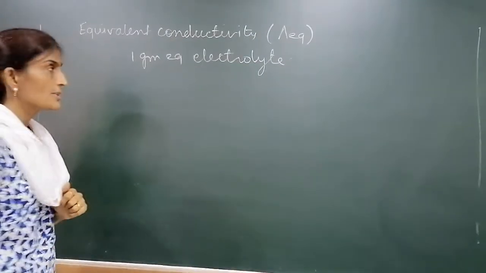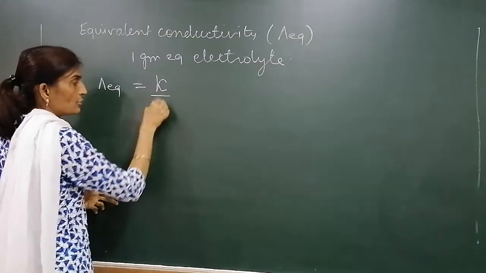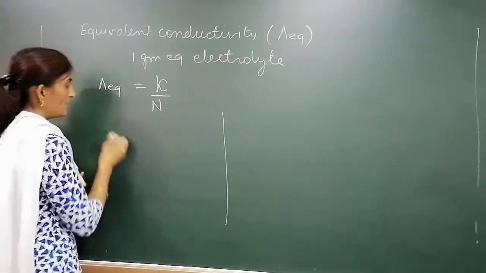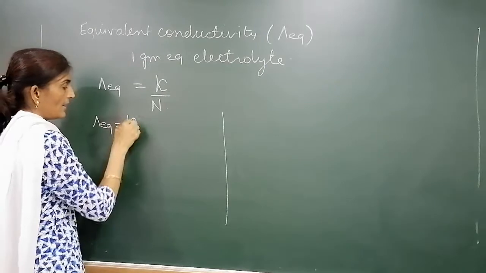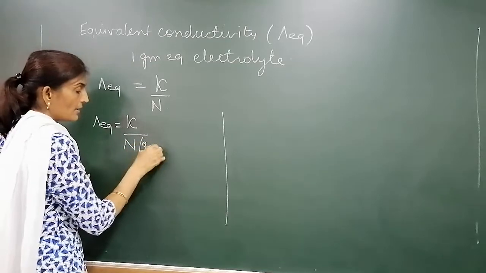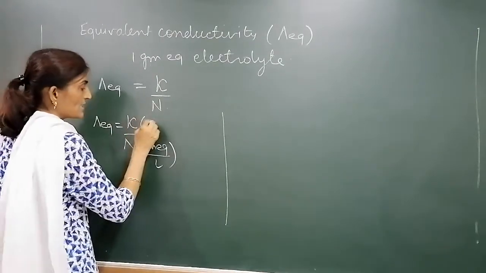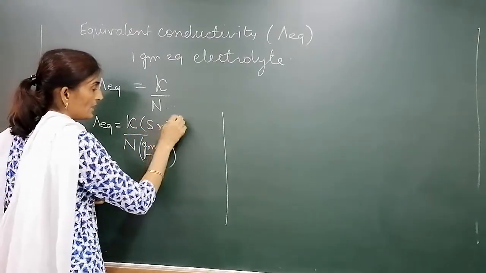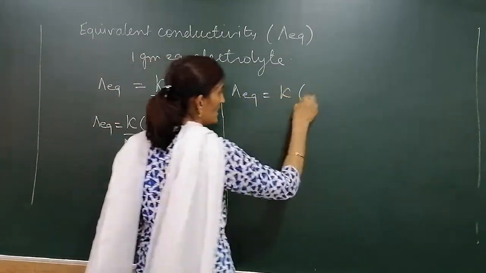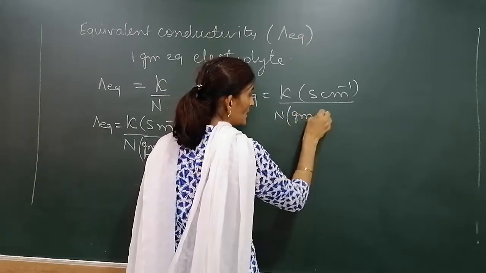equivalent conductivity. So the formula will be, instead of using molarity, we have to use normality. How to determine its unit? Same way we can determine it: lambda EQ equals K upon normality. Normality is given in gram equivalent per liter. Molarity is mole per liter, normality is gram equivalent per liter. Suppose this K unit is Siemen meter inverse. And in the second case, the conductivity unit is given as Siemen centimeter inverse, and normality is gram equivalent per liter.